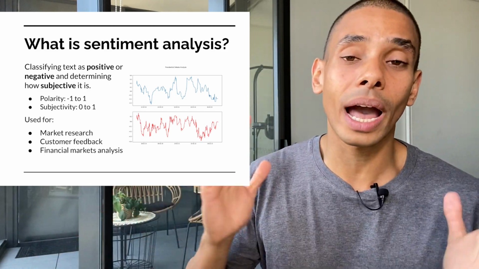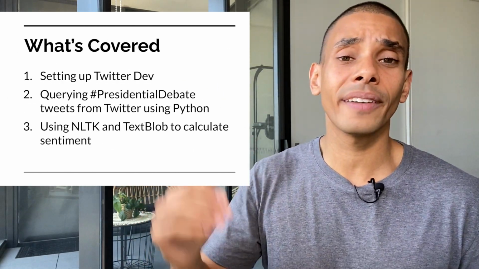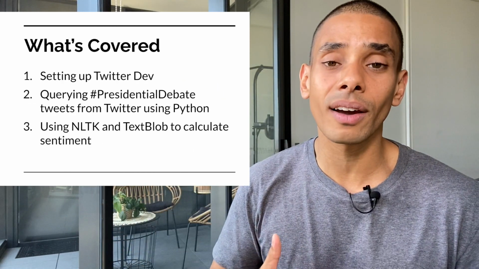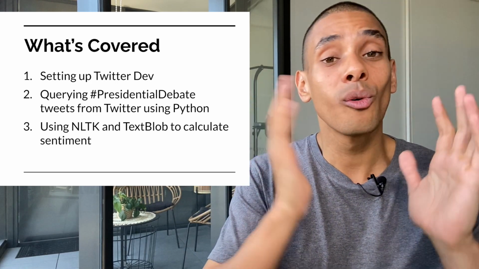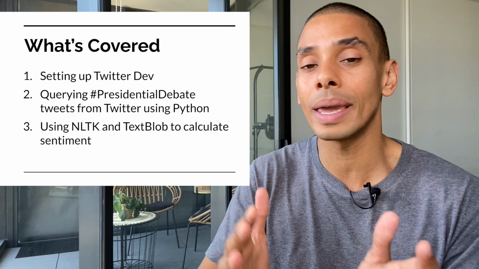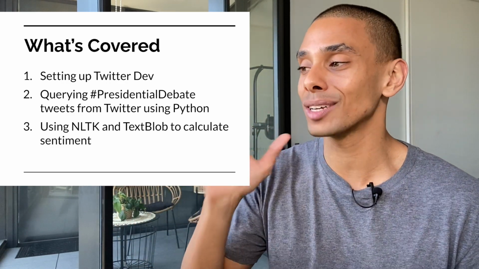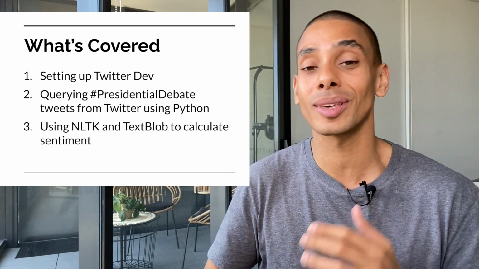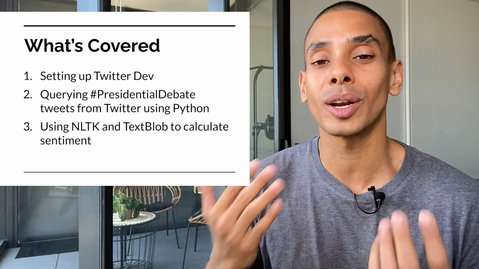Now, let's take a look at what we're going to be covering today. So first up, we're going to be setting up our Twitter feed. So we're going to be able to pull down data from our Twitter feed using a particular hashtag, and specifically for that, we're going to be using the TweetPy Python library. Then we're going to be querying Twitter for the hashtag presidential debate. So we're actually going to be pulling back 1,000 tweets and analyzing the sentiment on that.